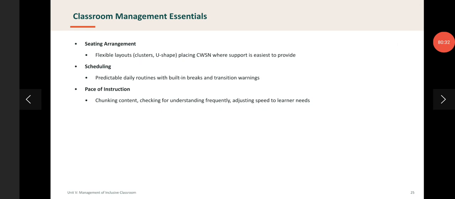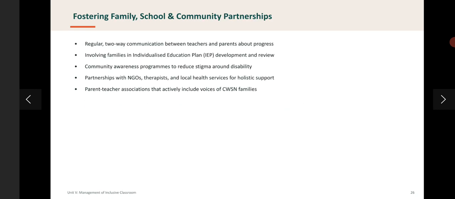Next, classroom management essentials. So again, this has been repeating, right? Seating arrangement, scheduling, these things are repeating. Let me tell you very simply: family, school, community partners, everybody should work together to achieve this inclusive education. Okay? Apart from this simple point, read out the things that you can write. You can pause it and read, okay?